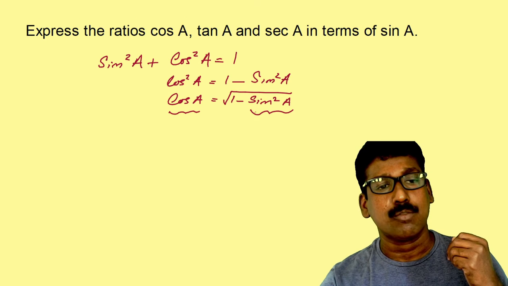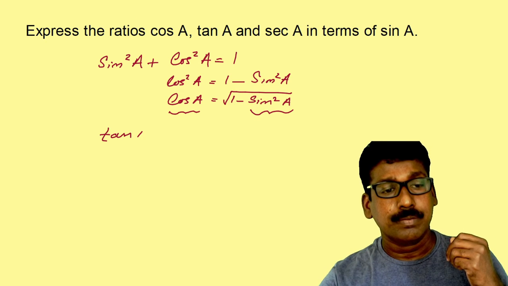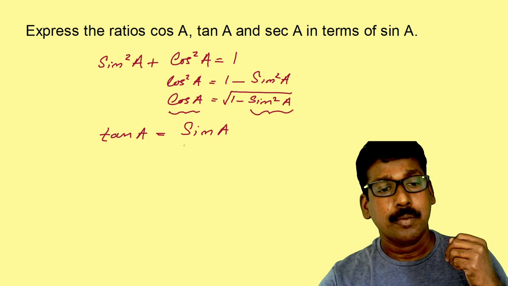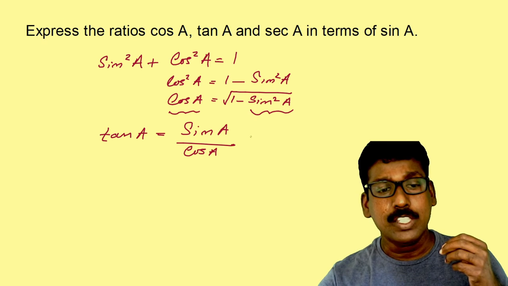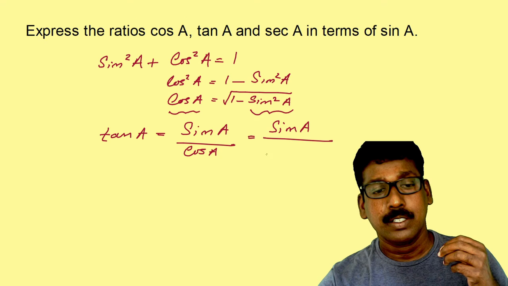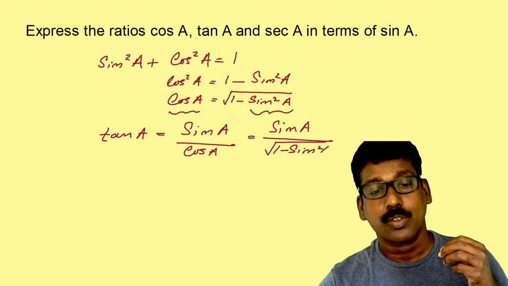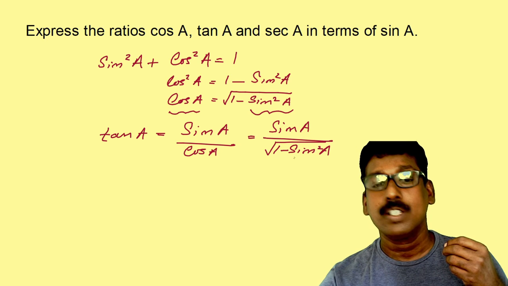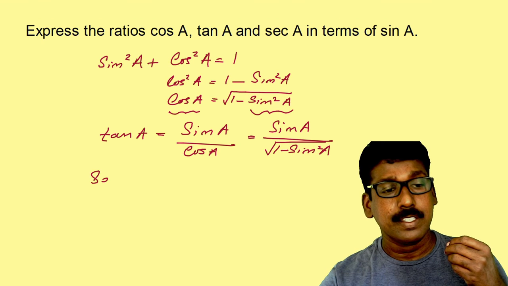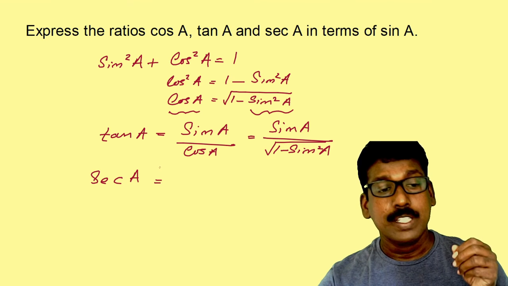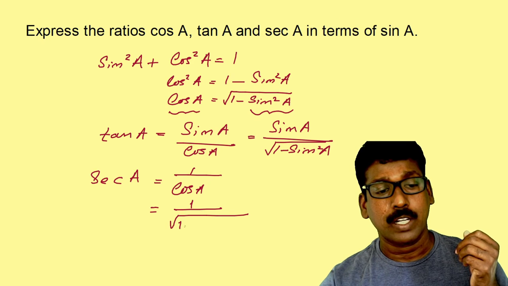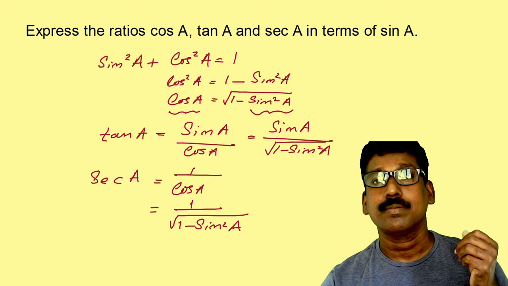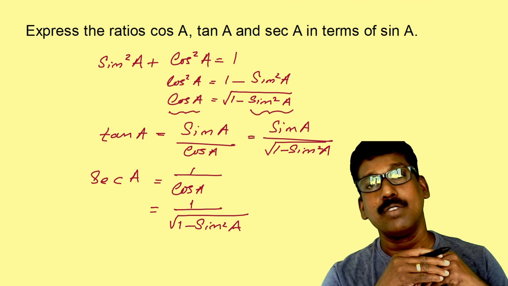Similarly, tan A you have to represent in terms of sin. You know what is tan A? Tan A you can write as sin A by cos A. But cos A you can write as square root of 1 minus sin square A. So this you can write as sin A by square root of 1 minus sin square A. So tan A is also represented in terms of sin. Now you have to represent sec A in terms of sin. You know sec A is the reciprocal of cos A. So this you can write as 1 by cos A, and again cos A you can write as square root of 1 minus sin square A. Here sec A can also be represented in terms of sin.